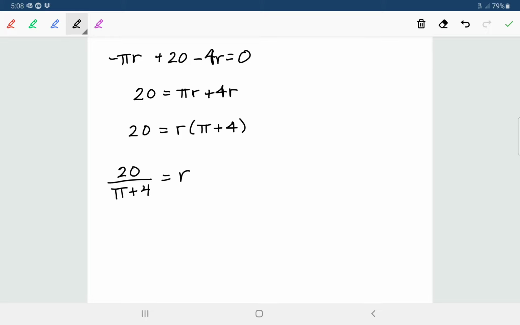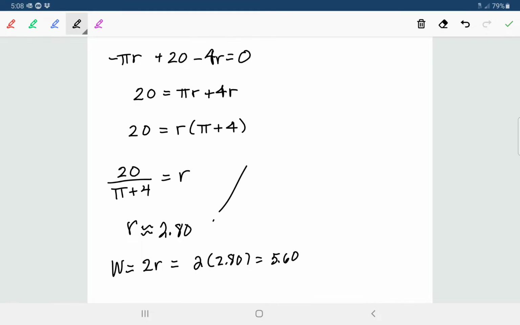So we put this in our calculators: 20 divided by, don't forget to open up your parentheses, pi plus 4, close your parentheses, hit enter, and r is approximately equal to 2.80. Then we can just find the other dimensions. We knew the width was equal to 2 times r, which is 2 times 2.80, and that is 5.60.